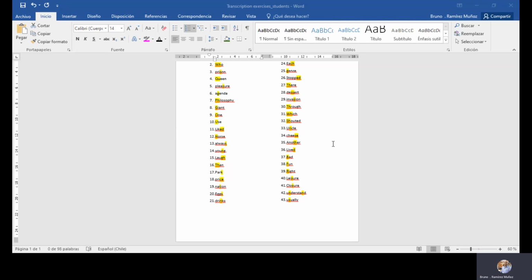We always need to consider the final sound of the verb. If we need to decide between s or z: if it's voiced, always go for z. If it's voiceless, always go for s. Okay? Now, word number 23 is close. Same reason. Voiced, voiced, close.